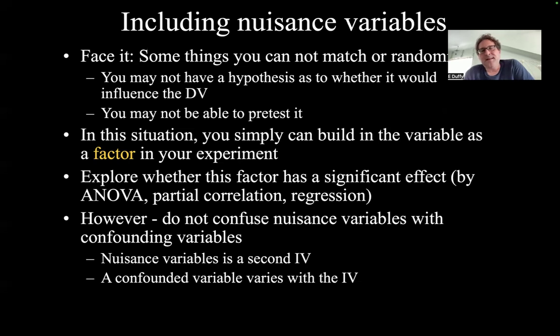You're exploring whether that factor has a significant effect using one of these statistical tools. But it's not the same thing as a confounding variable, because a nuisance variable really is a second independent variable, whereas a confounded variable is one that varies with the independent variable. So a nuisance variable is just a variable where you know every subject's state, and you include it not having any idea whether or not it's going to affect the dependent variable. If it does, then maybe that's a reason to do another study.